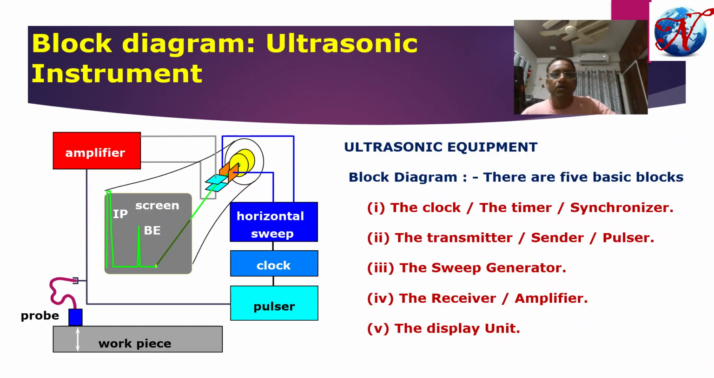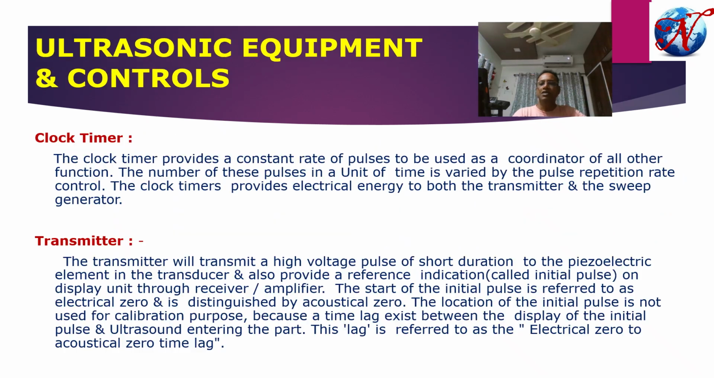Okay, so now the ultrasonic equipment. Each and every ultrasonic equipment is built up with these five basic blocks: clock, timer and synchronizer; transmitter, sender or pulser; sweep generator; receiver amplifier; and display unit. The entire ultrasonic system works with the help of these five basic blocks.